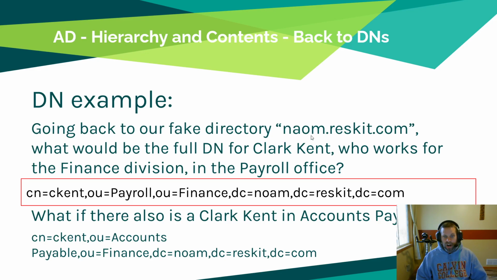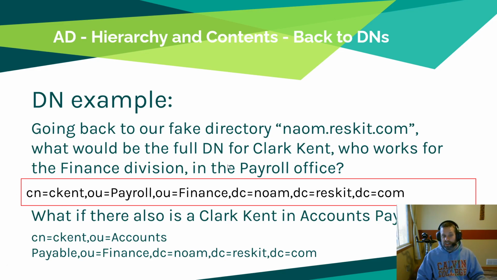So going back to our fake directory, noam.reskit.com, what would be the full DN for Clark Kent, who works in the finance division in the payroll office? As we were doing this before, we had marketing before. Finance is going to be my division. That's going to be the broadest one. Payroll is going to be an office within the division. That's more specific. So I'll have my domain on the right, followed by finance as my division, OU equals finance, OU equals payroll, and finally CN for Clark Kent, C. Kent. And that would be my full distinguished name.